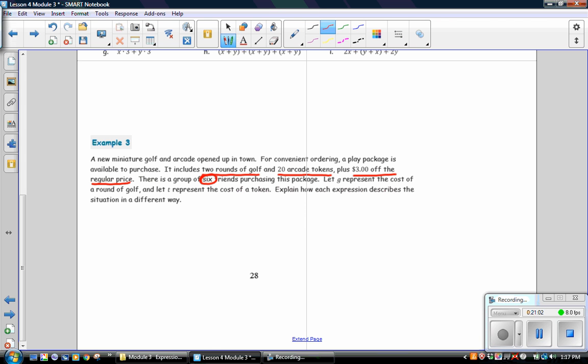So there's a bit of missing information from this problem, so let's talk about that. The cost of the golfing, each person is going to golf for 2 rounds of golf. So that's going to be 2 times the cost of a round of golf. And they're going to purchase 20 arcade tokens. So that's 20 times the cost of a token. In addition to that, they're going to save $3. So that's going to reduce their price, so we subtract 3. That is the cost of one person going to the arcade and golf. But there are 6 people going, so we want to multiply this entire quantity by 6.